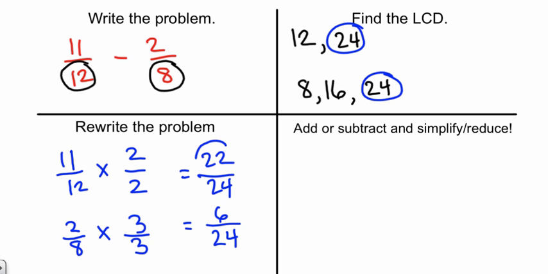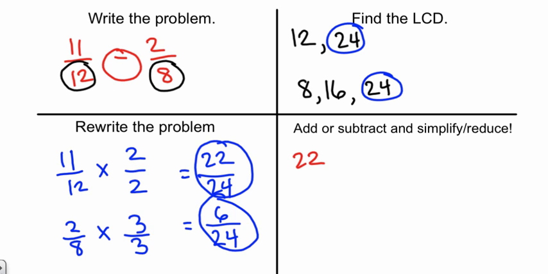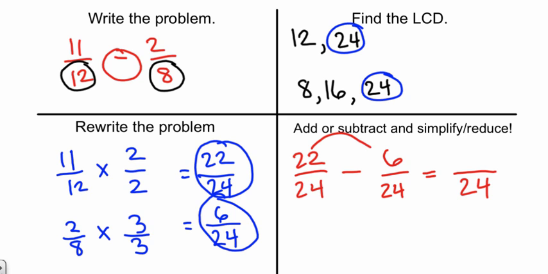And now we have our two new fractions with common denominators. So we can go ahead and subtract. And we got to remember, we are subtracting here. So 22/24 minus 6/24. We know that the denominator is going to stay the same. So now it's just a matter of subtracting 22 minus 6. 22 minus 6 is 16. Are we done? Question mark.